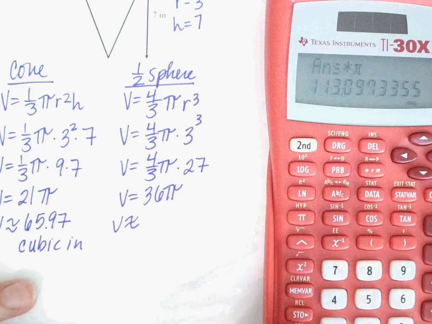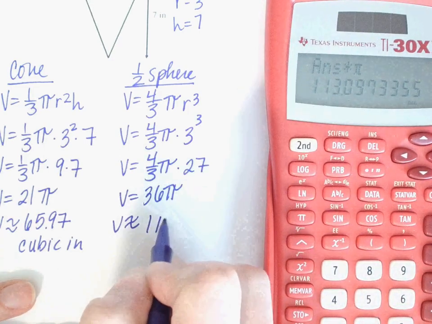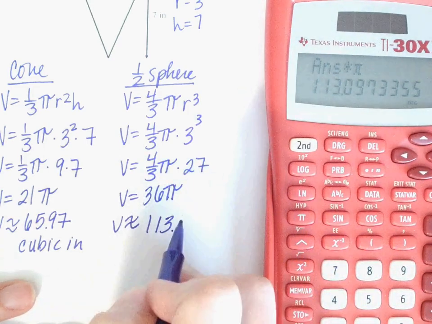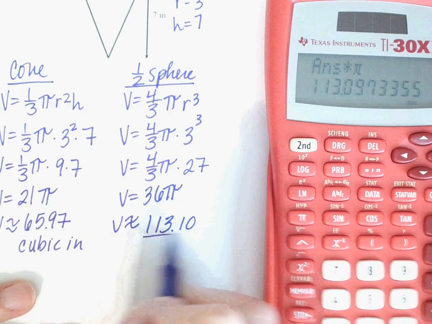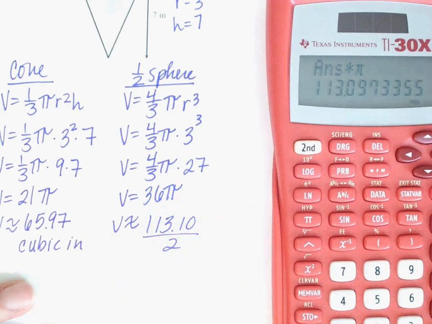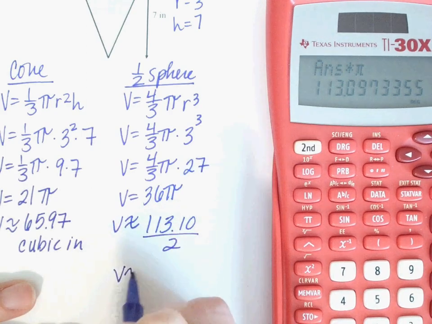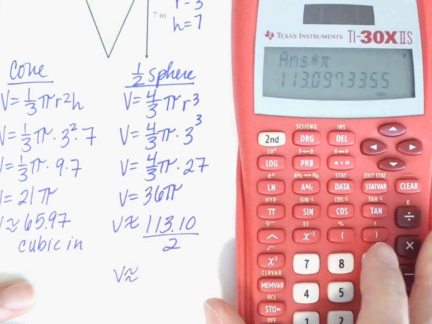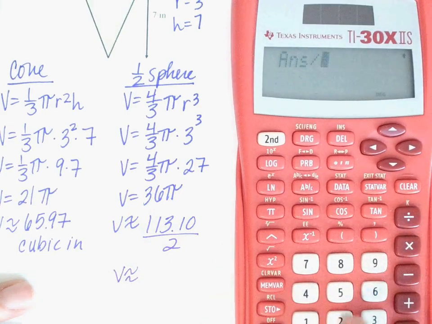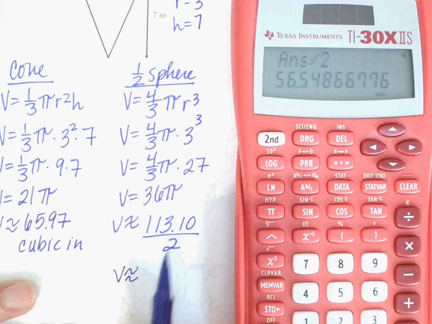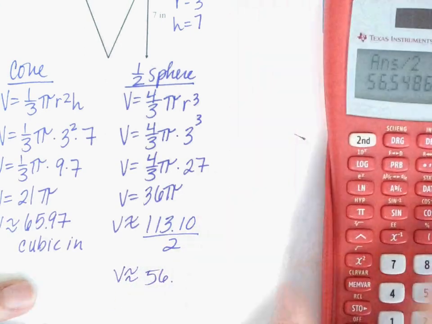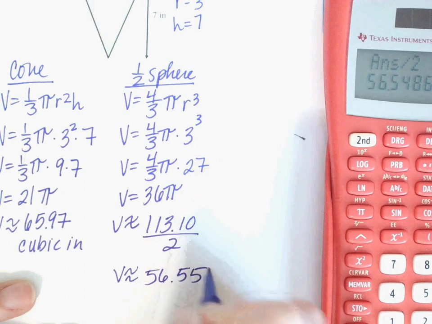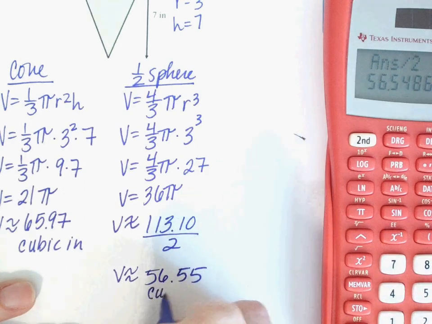I get 113.10, rounding to the hundredths. But because it's half a sphere, I'm going to take this value and divide by 2 or multiply by 1/2, either way you do it. So I'm just going to, in my calculator, do divided by 2. And I get 56.55 cubic inches.